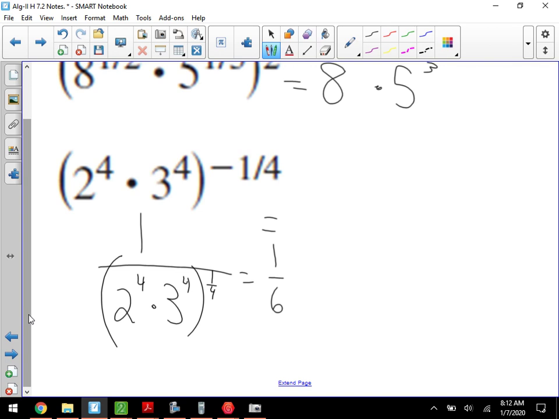Could you have done that differently? Absolutely. Could I have distributed in that power to power right off the bat and gotten 4 times negative 1/4, which is negative 1? So I would have had 2 to the negative 1 times 3 to the negative 1, and I could have flipped those both independently as well. Okay? It works out either way. It just kind of depends on how you see it as you're going through.